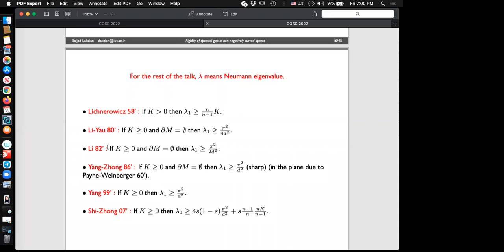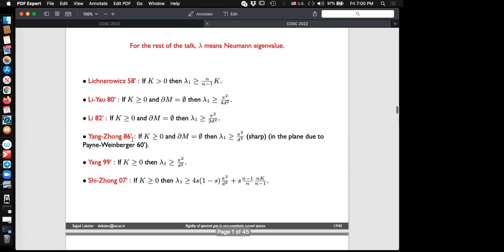And Li alone, I guess it should be in his geometric analysis notes, or maybe some, I forgot where it is actually from. If K is non-negative and boundary empty, you can boost this bound up to pi squared over 2 times d squared. And Yang and Zhong, finally, gave the sharp bound, pi squared over d squared, which holds for the circle.